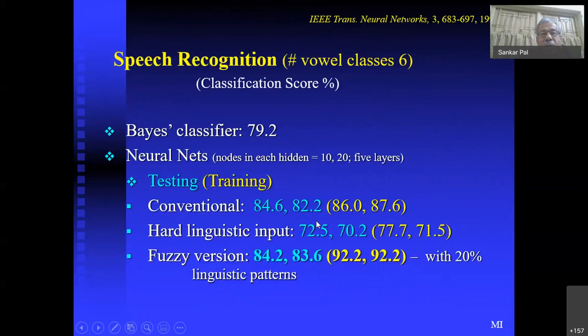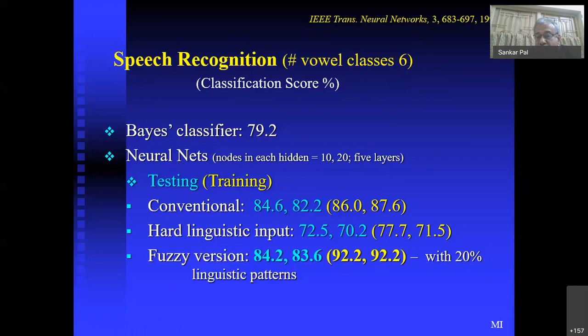Therefore, if you consider the speech recognition problem, six vowel classes, just like in Bengali, we have six vowel classes. Telugu also has six vowel classes. Classification score, base classifier 79, neural nets with different nodes, testing, training. Look at this. Testing has increased. Training also increased mostly. But it takes 20% linguistic patterns in probability. So this is a very simple concept we gave in 92, and this received the outstanding paper award, and it is also a highly cited paper.